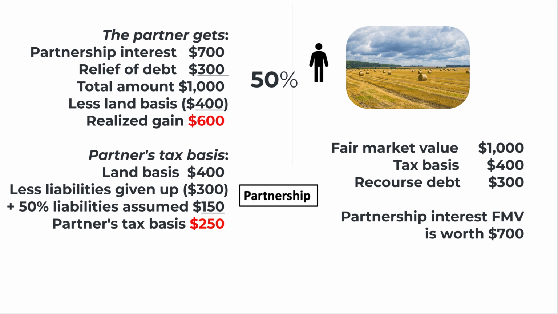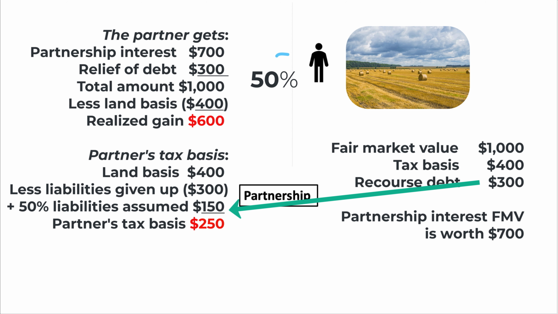As you can see here, partner 2's tax basis starts with the $400 land basis. Next, we subtract the $300 liability that he contributed to the partnership. That contribution is the same as a cash distribution to partner 2. Next, we will increase his tax basis by the amount of partnership liabilities that will be allocated to him.